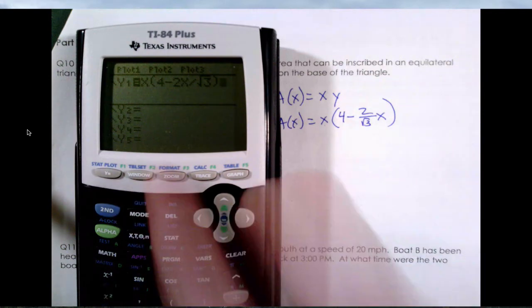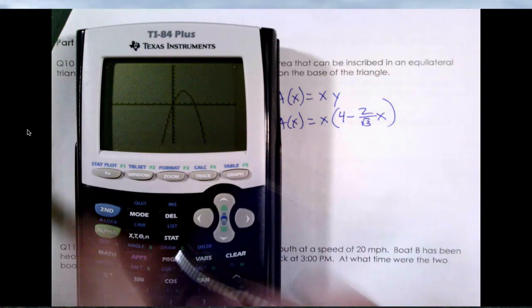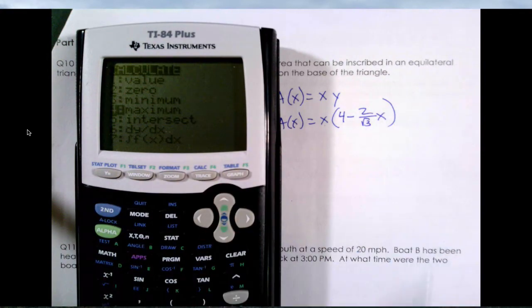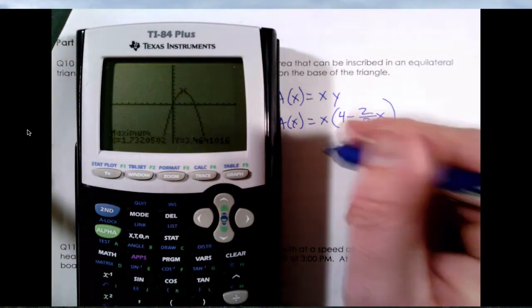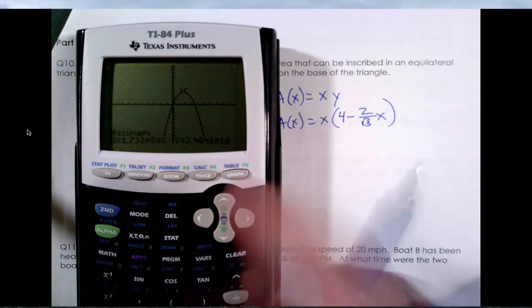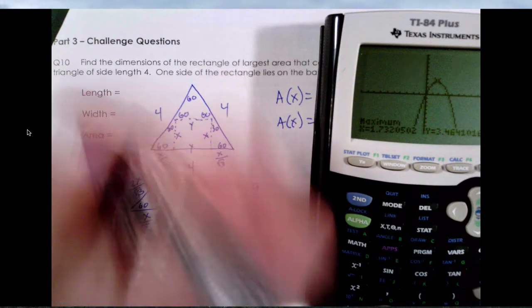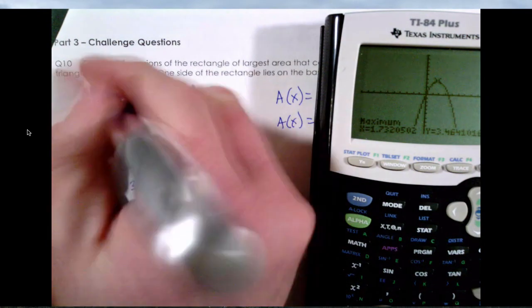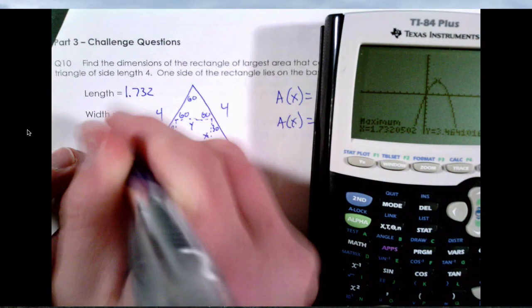Now, let's do a Zoom 6 and hope that we see a decent graph that has a maximum. There we go. So I know that I've got that. Let's find that maximum. All right, so my x value is 1.732. My y value, which is the actual area, is 3.464. So the length, let's call that the x value, is 1.732. The area was 3.464.